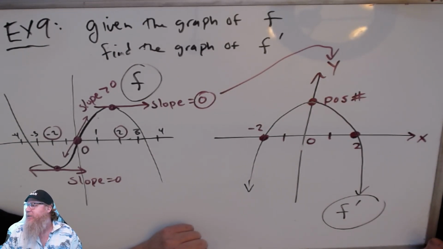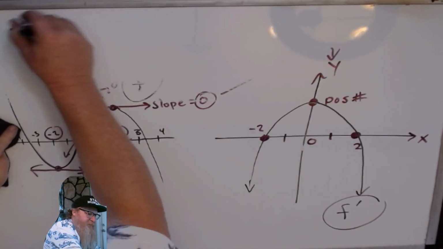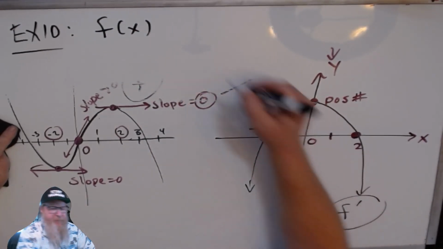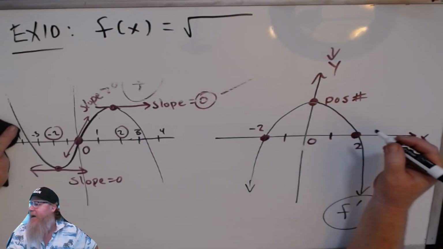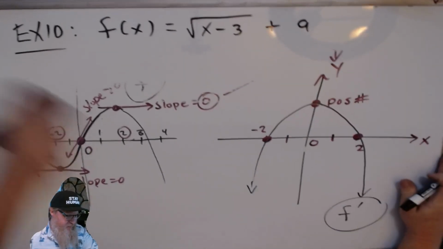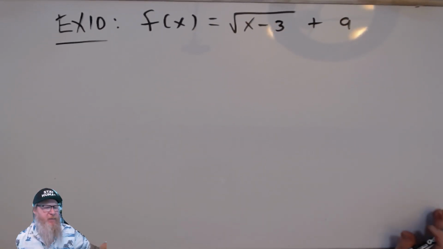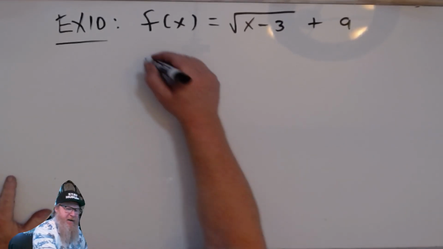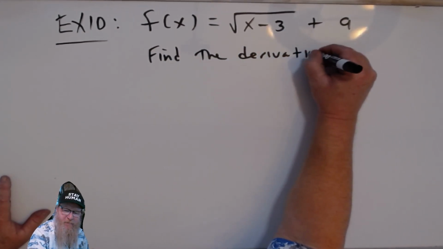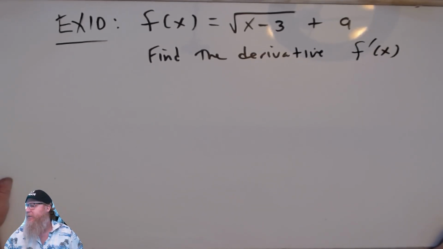So let's go ahead and just do some more examples. Example 10. Let's go back to the algebra. Let's do some functions that we have not yet seen. We have not seen any square root functions yet. So find the derivative, F prime of X.